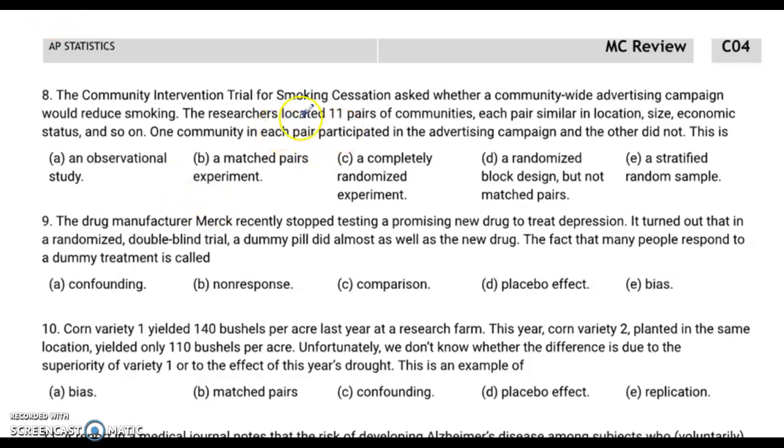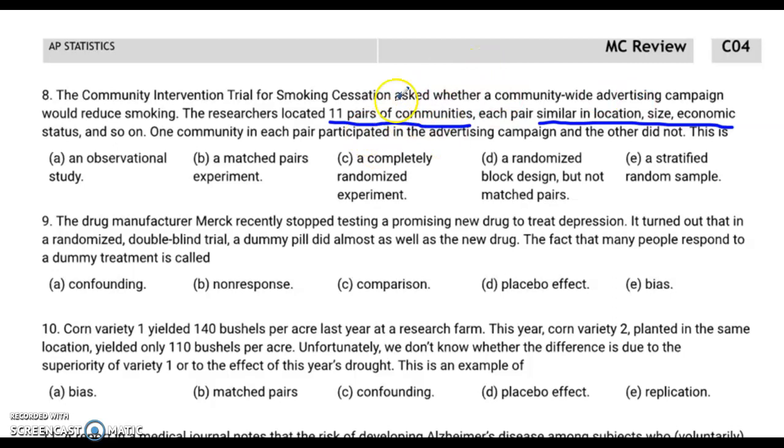All right, for number 8, one important phrase that you should have identified is 11 pairs of communities. Each pair is going to be similar. We ideally want the pairs to be the same, but each pair is similar in location, size, economic status, and so on. That means that we're identifying pairs that are almost exactly alike. They're as alike as possible. No other confounding variables could potentially creep in and affect our results.